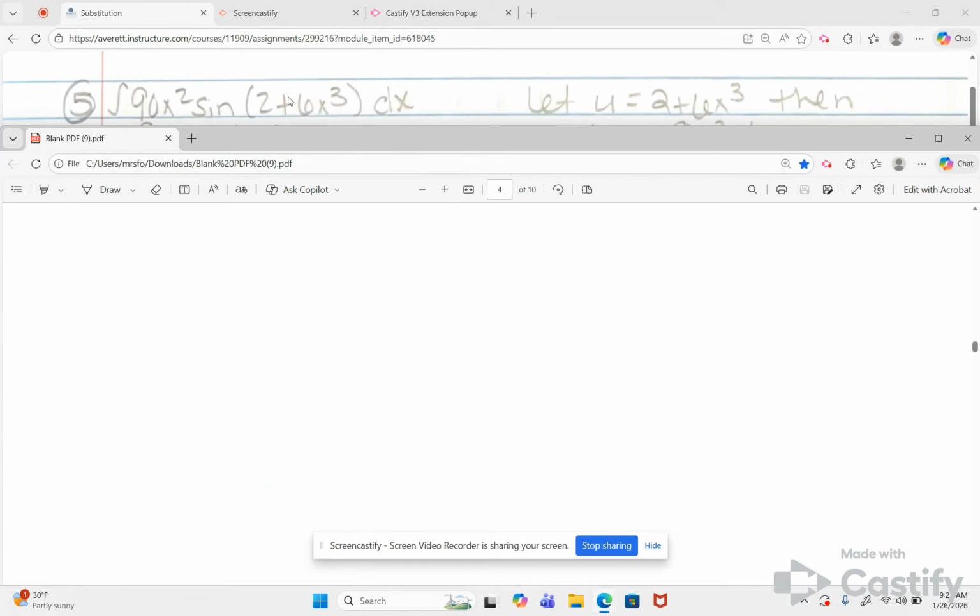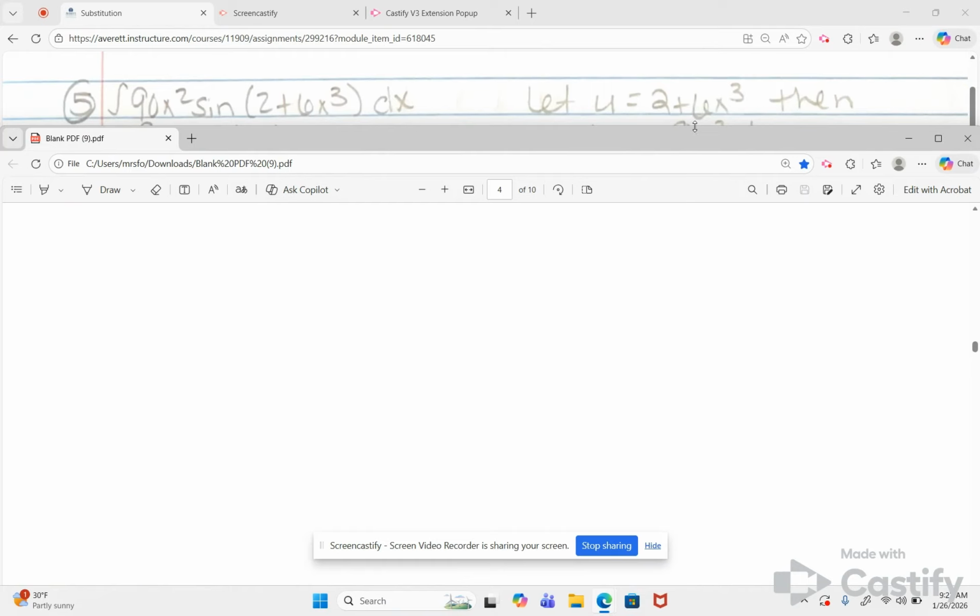So if we look at this, we think of it as a composition. Our u is going to be that inside function, 2 plus 6x cubed. So I say let u equal this. Then our du is the derivative, so that's going to be 18x squared dx.